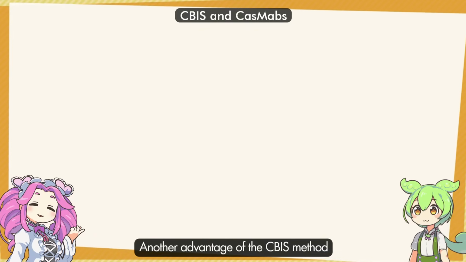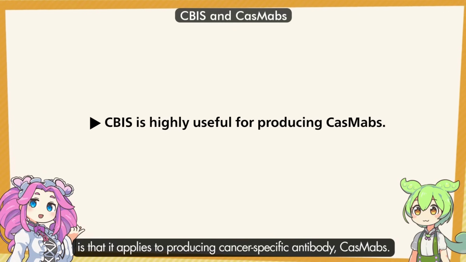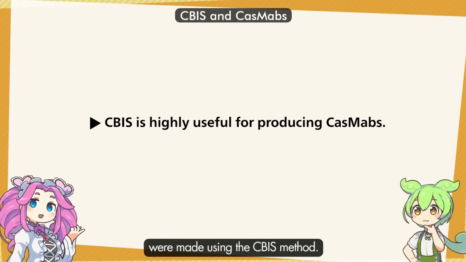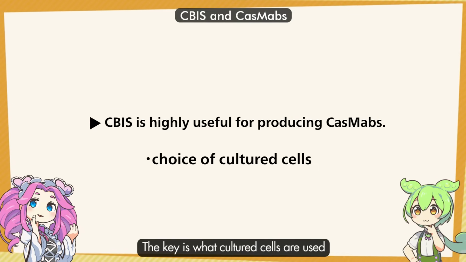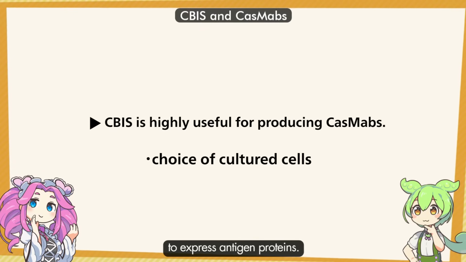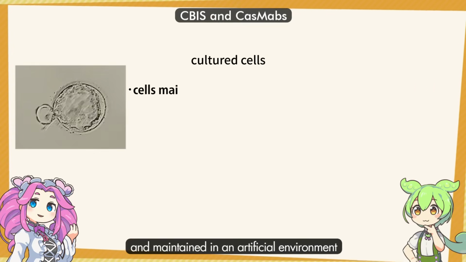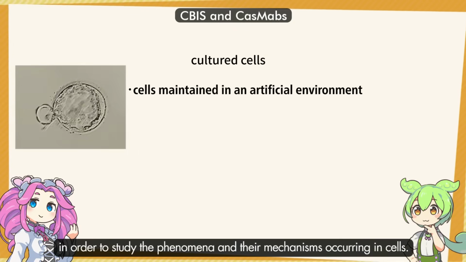Another advantage of the CBIS method is that it applies to producing cancer-specific antibody CasMabs. Several of the CasMabs introduced so far were made using the CBIS method. Oh, really? The key is, what cultured cells are used to express antigen proteins? Cultured cells are cells taken from the body and maintained in an artificial environment, in order to study the phenomena and their mechanisms occurring in cells.